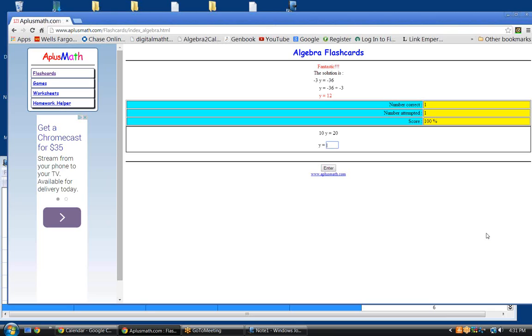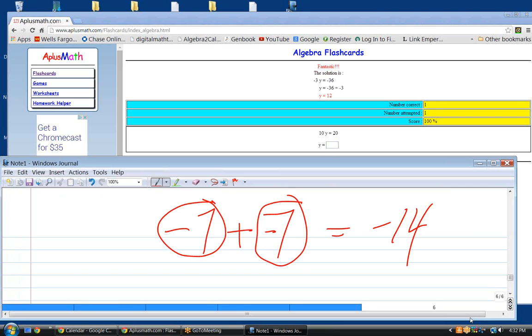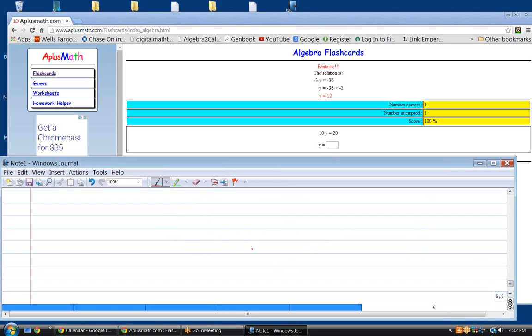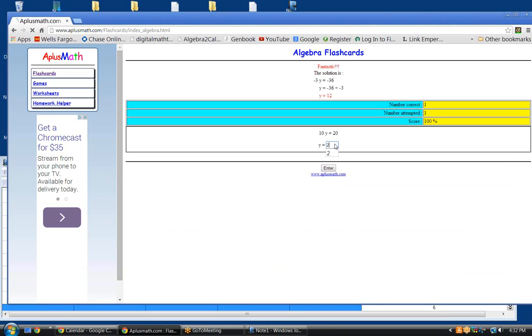10y equals 20. Wait, so I'm confused. Okay. About what? I don't really know. Okay. If 10y equals 20, how do we isolate the y? Oh, divided by 10. Okay. So wait, it's just 2? Okay. I'm glad I found this. This is useful.